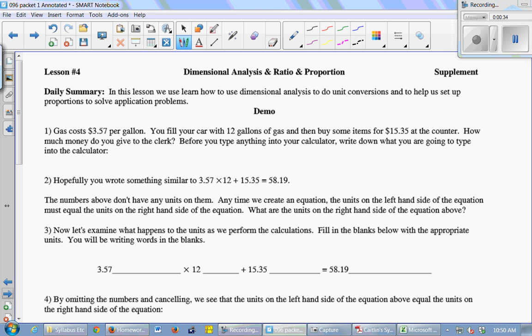All right, we're going to start with lesson number 4. In this lesson, we're going to learn how to use dimensional analysis, which is a way of dealing with units. Okay? We're going to be doing some unit conversions, and we're going to use those two things to help us set up some proportions solving application problems.